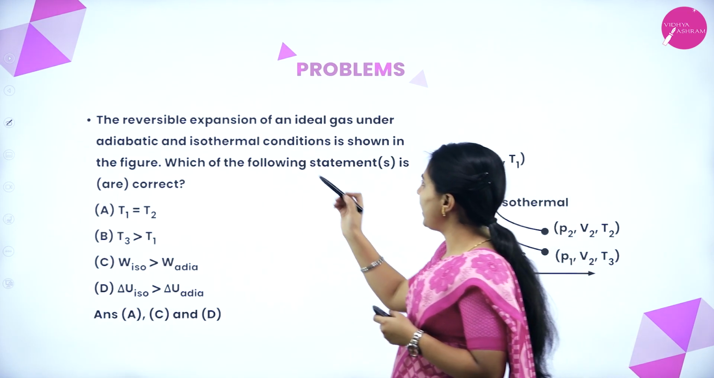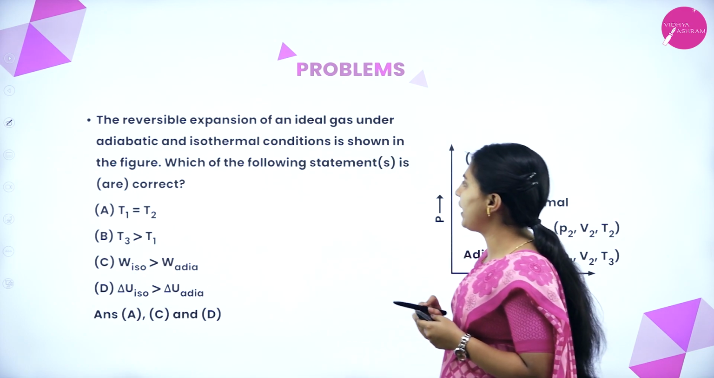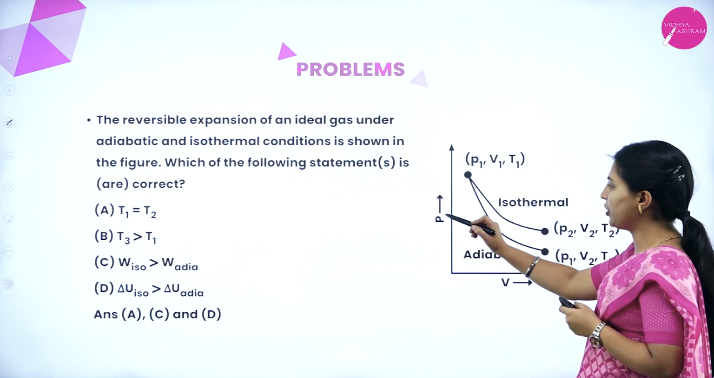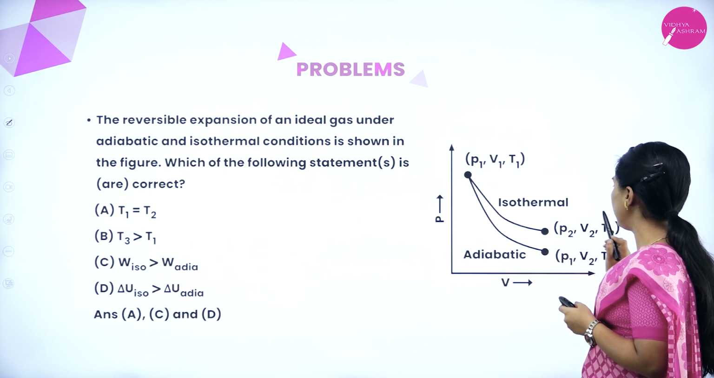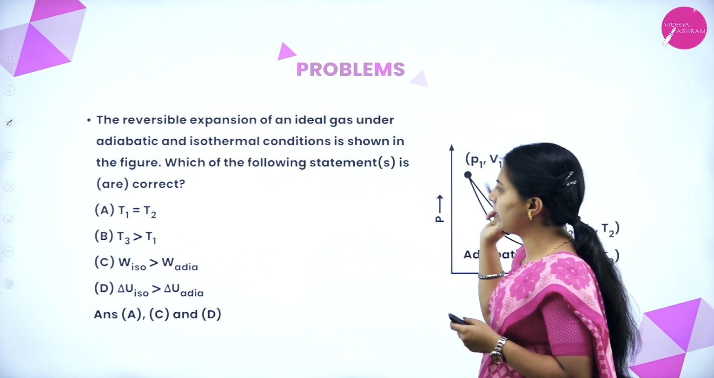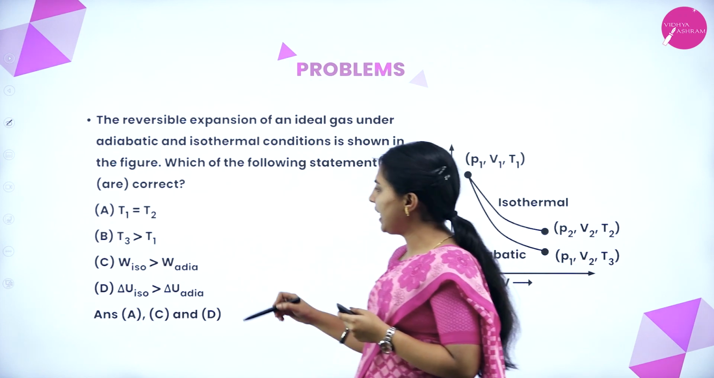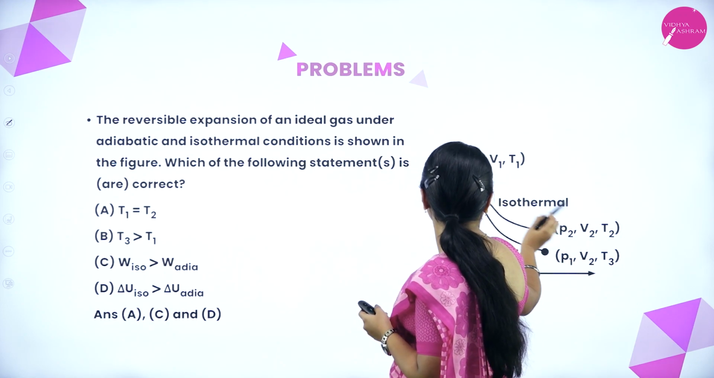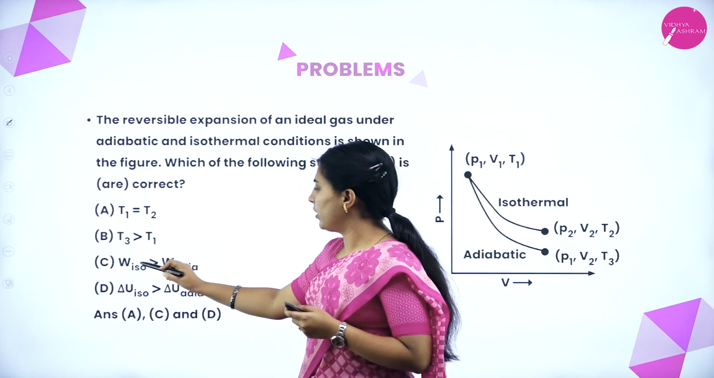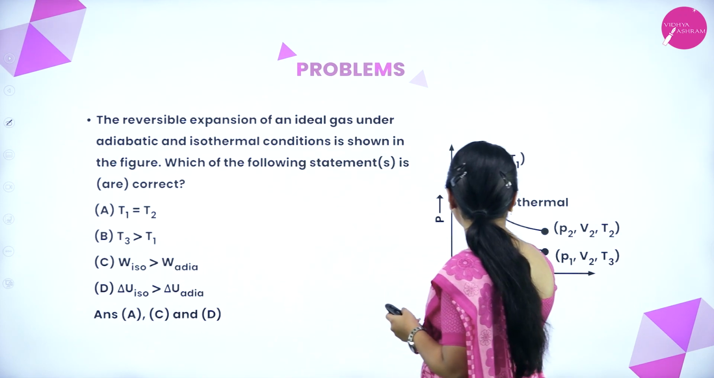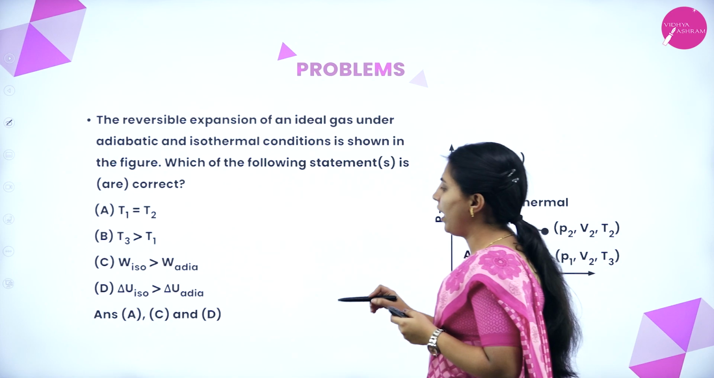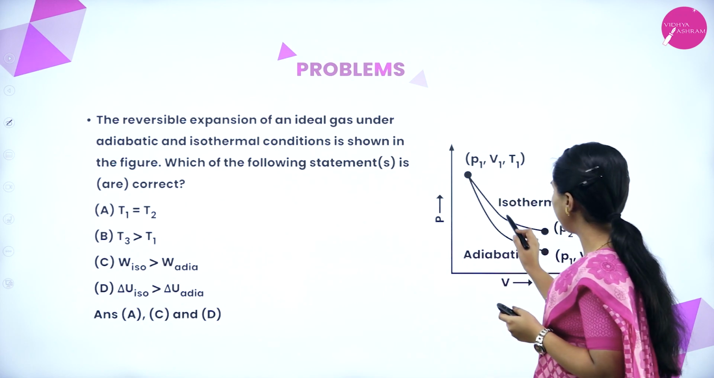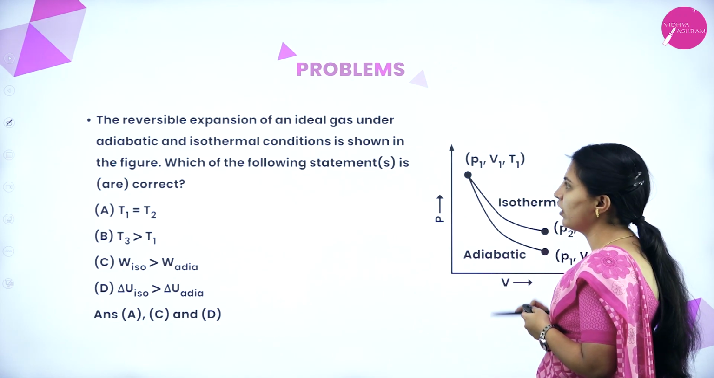The reversible expansion of an ideal gas under adiabatic and isothermal conditions is shown in the figure. This is adiabatic, this is isothermal, pressure versus volume, with P1, V1, T1 and P2, V2, T2. See here, which are correct? A, C and D are correct. T1 equals T2, correct? T1 equals T2 and W isothermal is greater than W adiabatic. This is also correct. And D, delta internal energy of isothermal is greater than adiabatic, that is the adiabatic process. This is also shown in this picture.